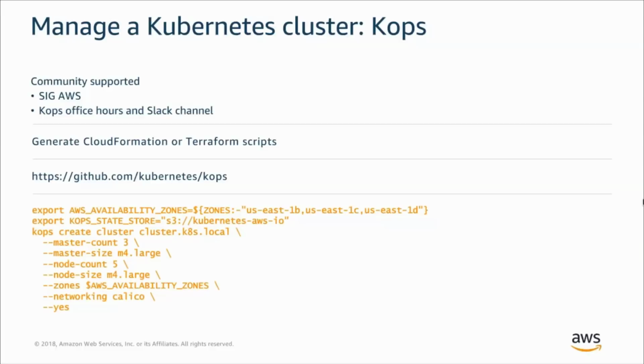In order to see how to create Kubernetes infrastructure, you can take a look at the command line there. First thing you need to do is specify your availability zones. Once you do that, you specify your state store, and then you can create your 3 master node with 5 worker node cluster with the desired EC2 instances in those availability zones.